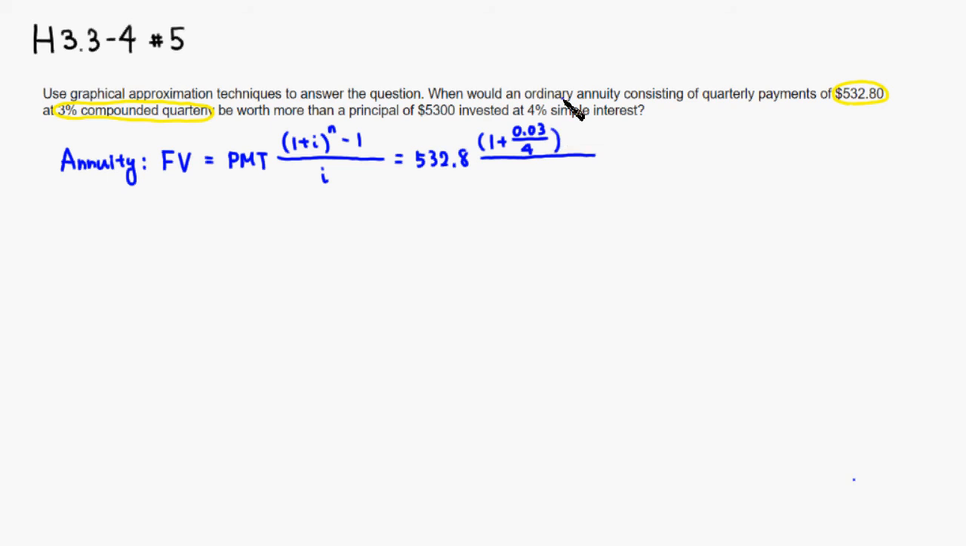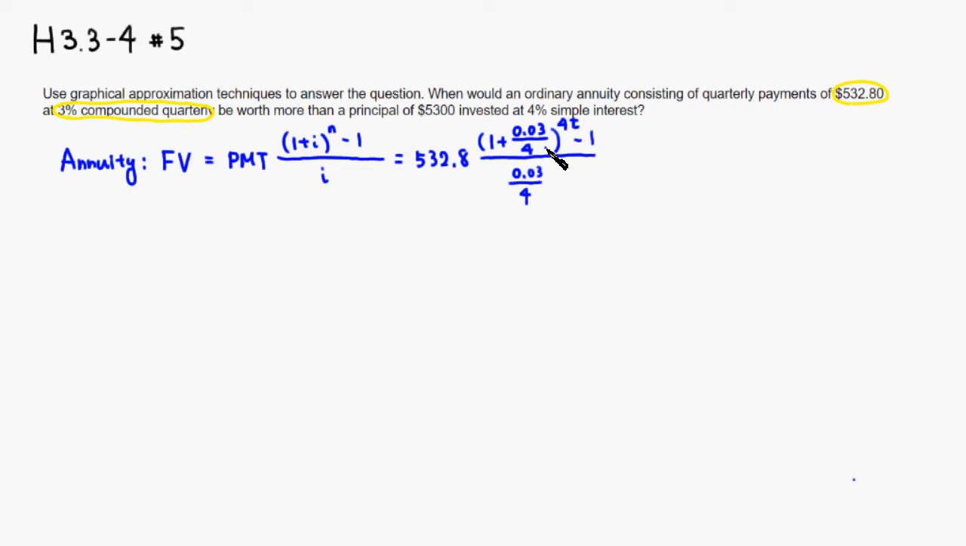Then since we don't know how many years, I'm going to leave years as t. The number of payments: it's quarterly, so 4 times a year, and you do that for t years. So the total number of payments would be 4t payments. Then you have minus 1, and i is again 0.03 over 4. So this is the formula for future value.